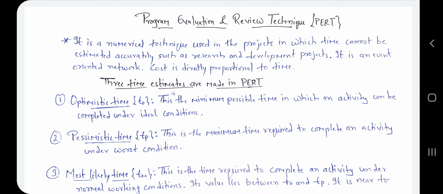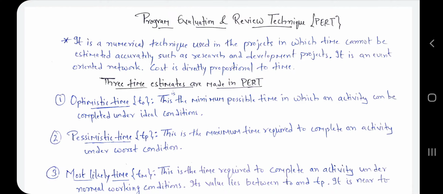Means in this technique, in projects in which time cannot be estimated accurately, in PERT time cannot be accurately measured, and it is used in research and development projects. Okay, and it is an event oriented network.